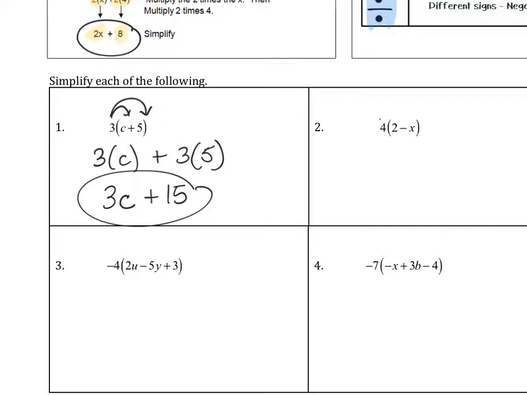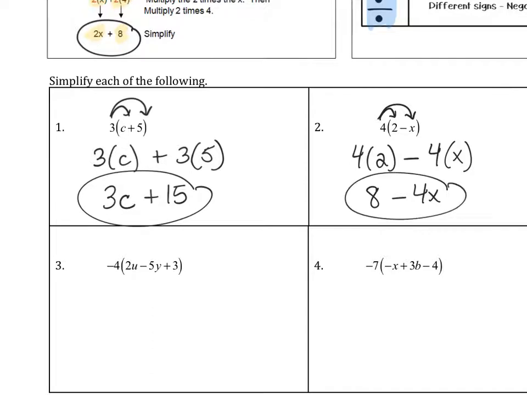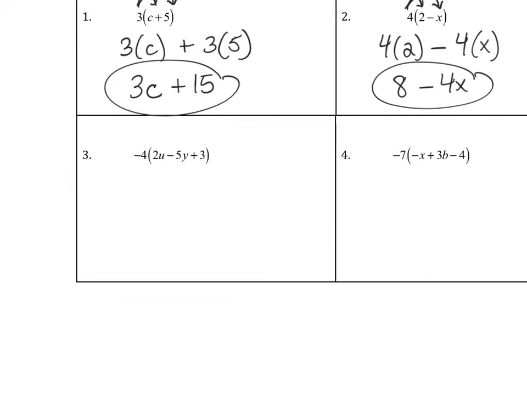In the next one, we have 4 on the outside and 2 minus x on the inside. So when we rewrite this, we're going to say 4 times 2 minus 4 times x, okay? I'm distributing it into both pieces. So 4 times 2 is 8 minus 4 times x, we just write as 4x. And there's our final answer, 8 minus 4x. Let's look at the next one.